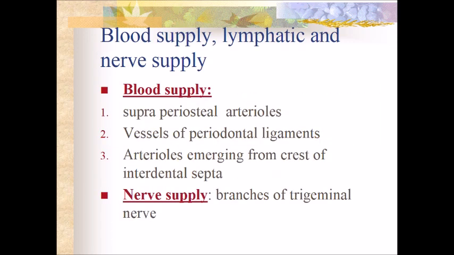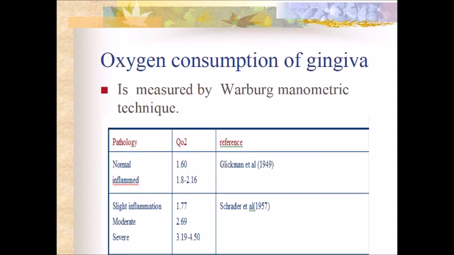Coming on to the blood supply, lymphatic and nerve supply of the gingiva. Blood supply: supraperiosteal arterioles, vessels of the periodontal ligament, and arterioles emerging from the crest of interdental septa. Nerve supply: branches of the trigeminal nerve. And then coming on to the oxygen consumption of gingiva. The oxygen consumption is measured by the Warburg manometry technique, and in normal it is 1.60, and in inflamed it is 1.8 to 2.16, and in slight inflammation 1.77, in moderate 2.69, and in severe 3.19 to 4.50.